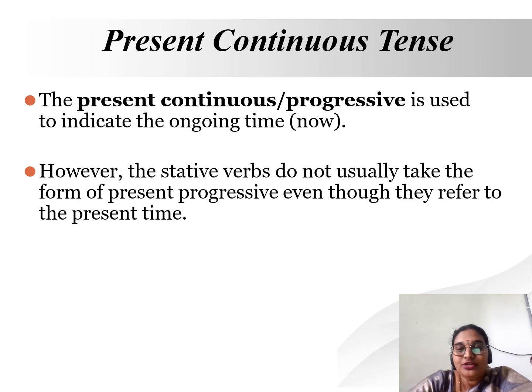Coming to the next form of present tense, present continuous tense, or else we can call this present progressive, is used to express the actions which are going on at the time of speaking. Also, the actions which are going on in the background we can express in present continuous tense.